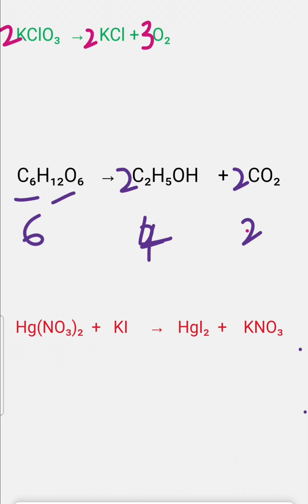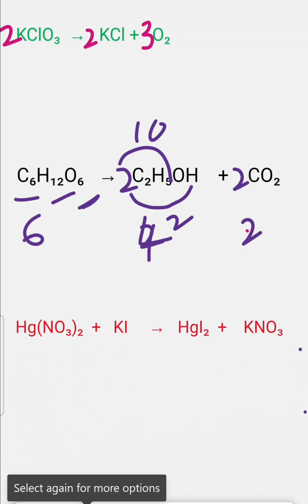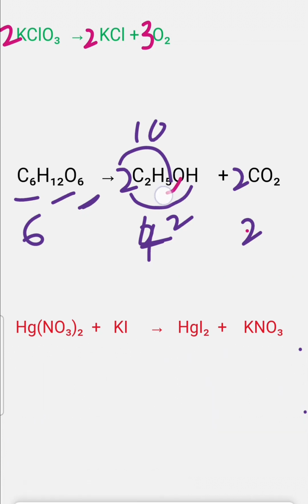Now what about hydrogen? Hydrogen is also balanced automatically, because 5 times 2 is 10, 1 time 2 is 2, 10 plus 2 is 12. Hydrogen is balanced. Now oxygen. See, oxygen is also automatically balanced here. How? See, 1 time 2 oxygen, 2 times 2 oxygen is 4. 2 plus 4 is 6. Got it?